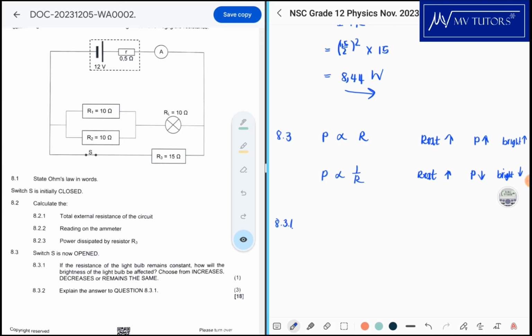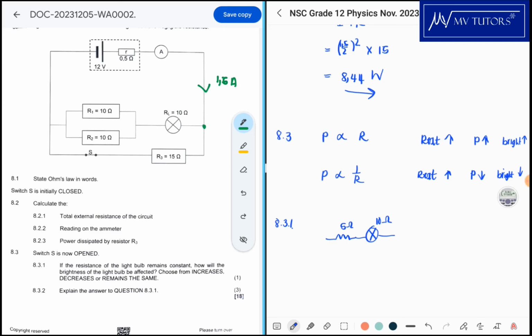8.3.1. The resistance of the light bulb remains constant. Okay, so remember when we resolved those resistor 1 and resistor 2, we then had 5 ohm, and for the light bulb, we have our 10 ohm. Okay, and now looking at our current. So our current comes guns blazing at 1.5 amperes.